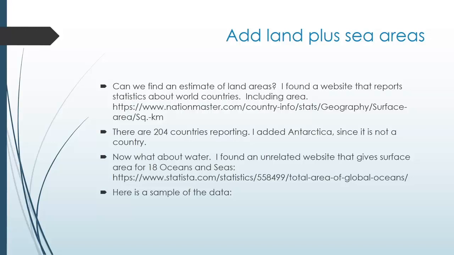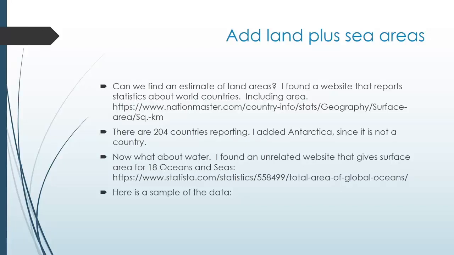Now, we've got a number, or we can calculate a number, for the land. What about water? So I found an unrelated website that gives surface area for 18 oceans and seas. And here's the website for that. You can see that they're not related. And so 18 of the oceans and seas is reported.